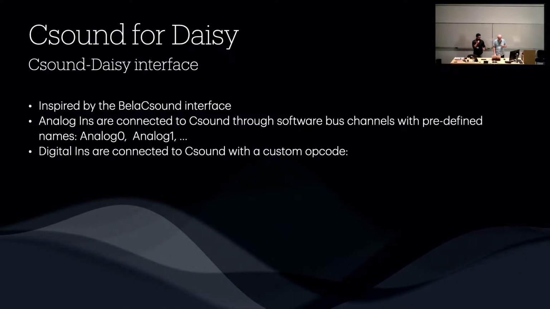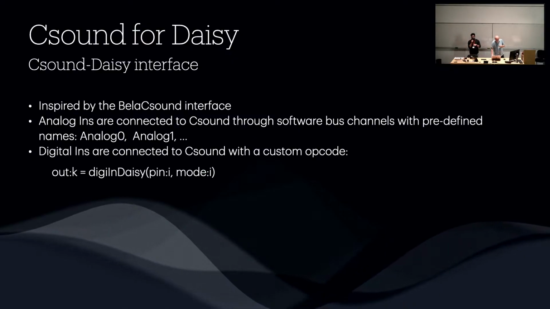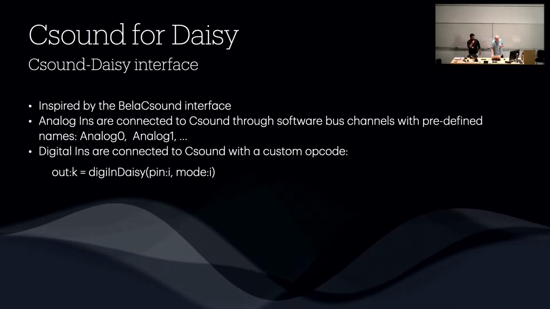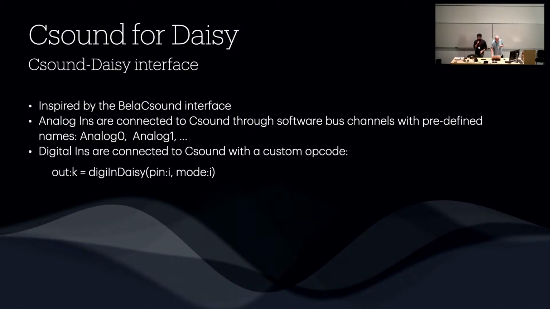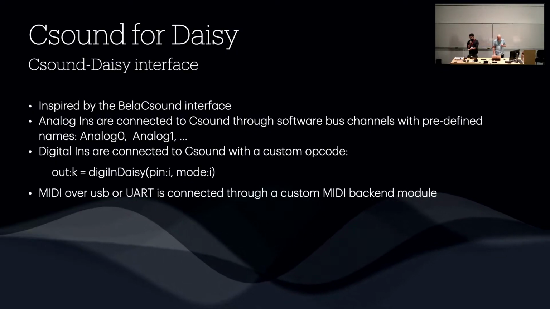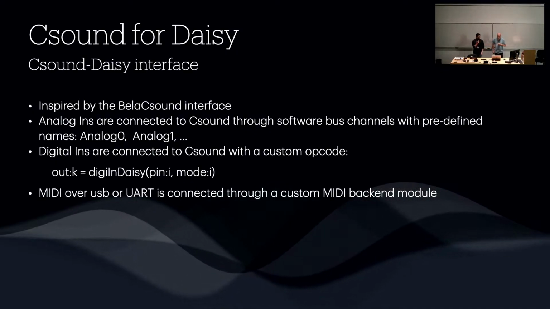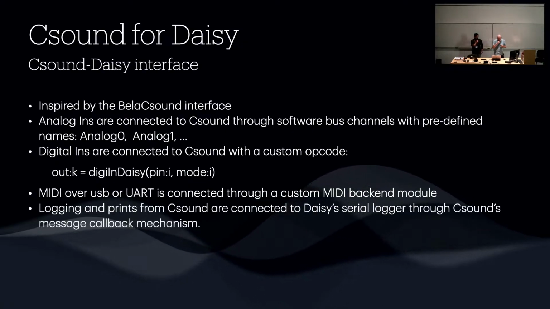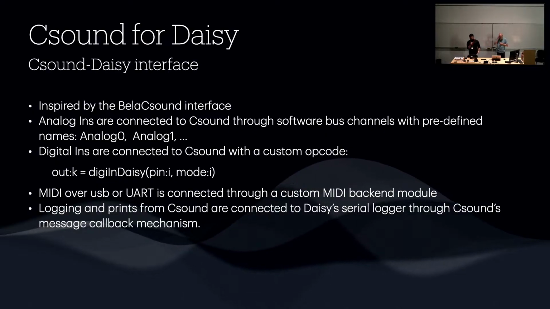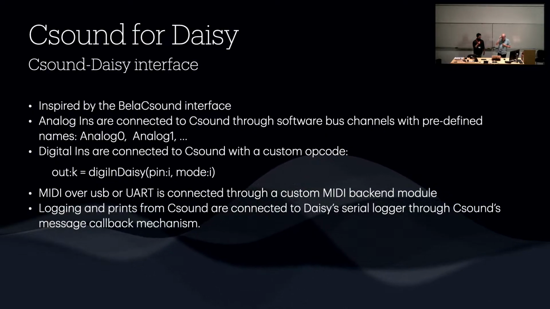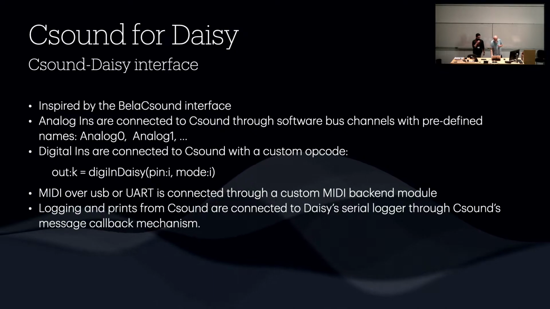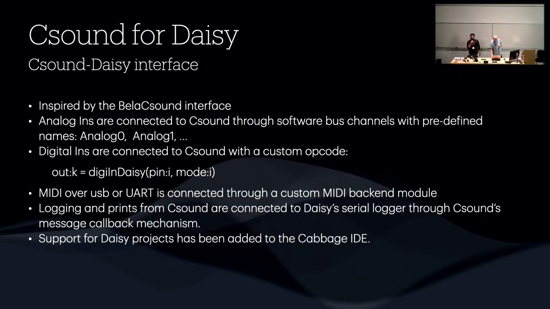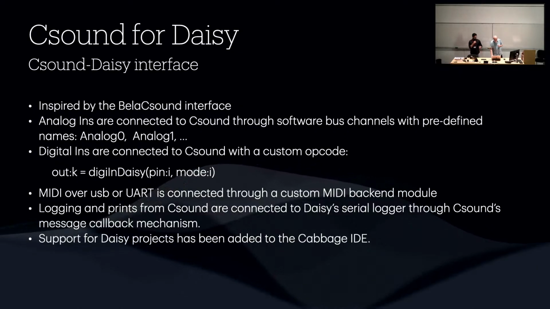And then we made a custom opcode for digital inputs, buttons, on and off, things like that, which has this signature. And we connected MIDI over UART or USB, which is both supported by DAISY. We used the MIDI backend module of CSound for that. And there's also logging from the DAISY. We could connect that to the message callback of CSound as well. So all of this is supported, and basically the user can interact just with CSound pretty seamlessly.